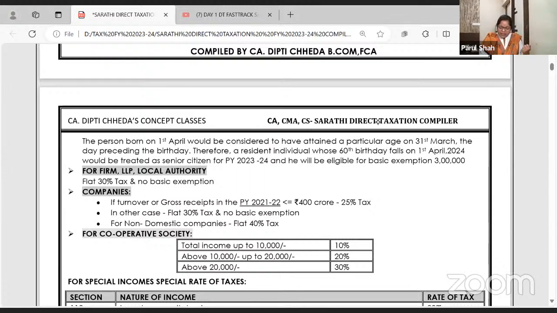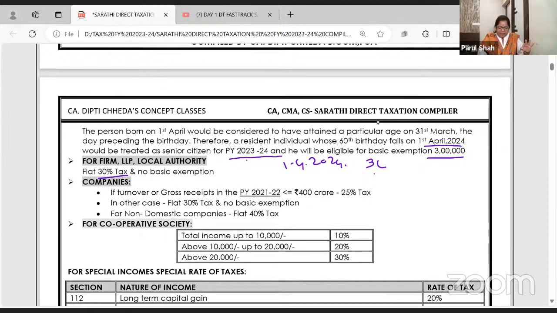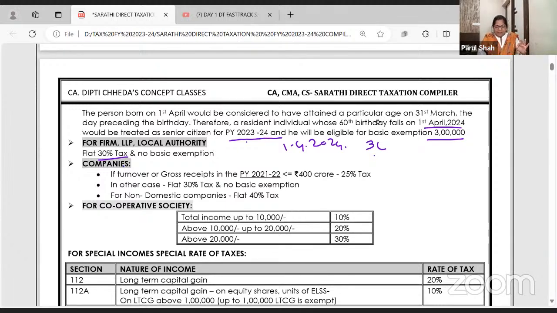Okay. So if someone has completed their 60th birthday, 60 years complete in financial year 23-24, they are eligible for 3 lakh basic exemption. If the person is born on 1st April 2024, then also it is considered as 31st March 24, and the benefit of 3 lakh exemption is given. Okay. Partnership firm, no basic exemption, flat 30%. Company, flat 30%. Indian company, foreign company, 40%.